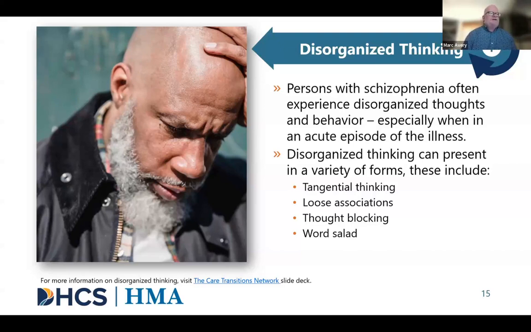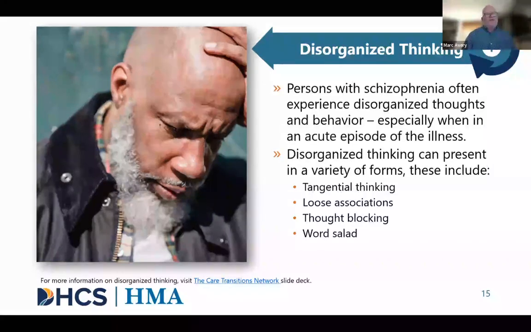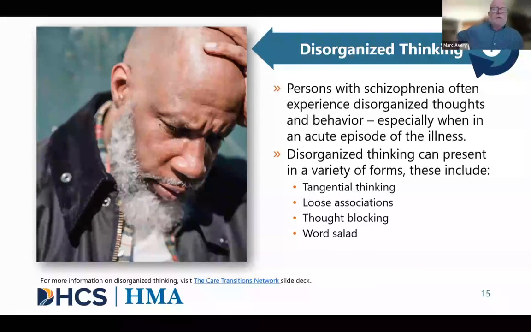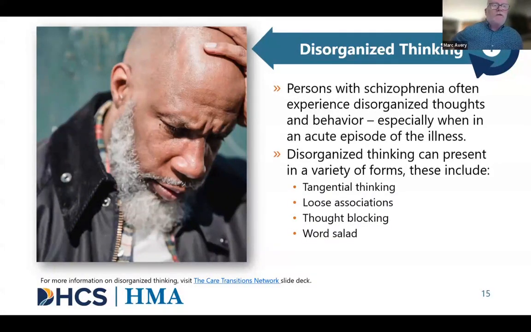Like hallucinations and delusions, disorganized thinking can present in a variety of forms. These include tangential thinking, where a person just loses the thread of a conversation and veers off from topic to topic to topic. A similar kind of disorganized thought is loose associations, where a person creates disjointed statements or thoughts that are often unrelated and nonsensical and difficult for both the person to track and the interviewer to understand.